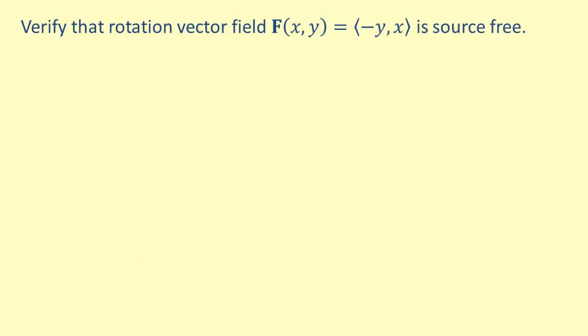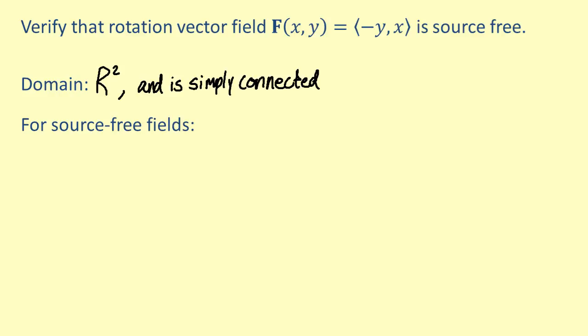For this example, we'll try to verify that vector field F of (x, y) equals (-y, x) is source-free. To do this, first we must check that the constraints are met. First we must check if the domain of F is in R2, which it is, and second, that the domain is simply connected, which it is. In this example, we will use the fourth definition, P sub x plus Q sub y equals 0, to show that the field is source-free.